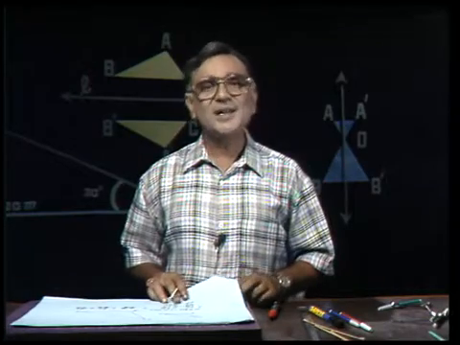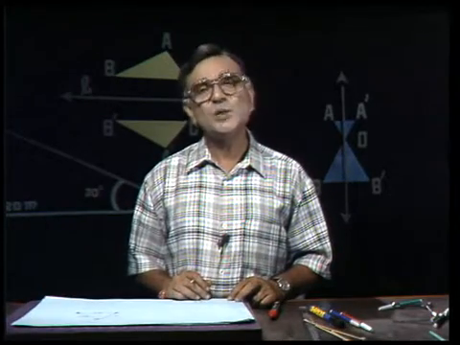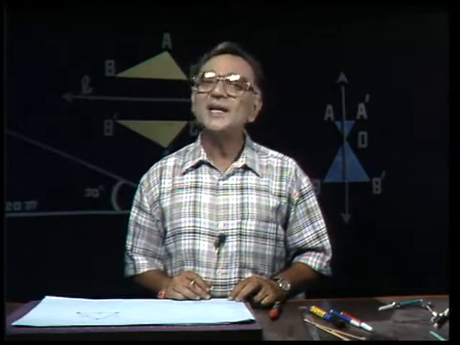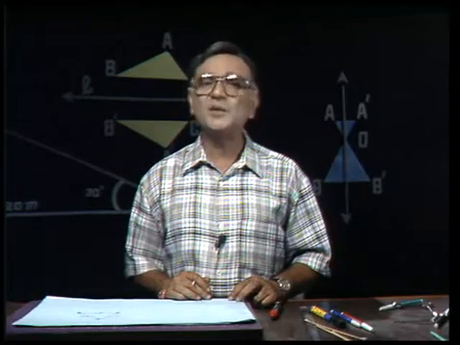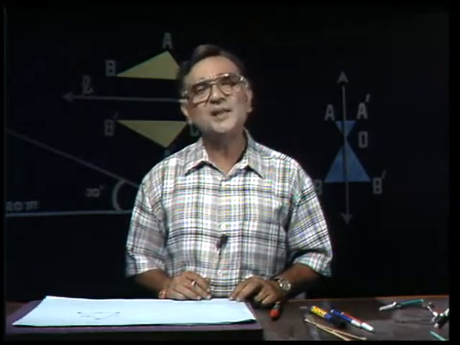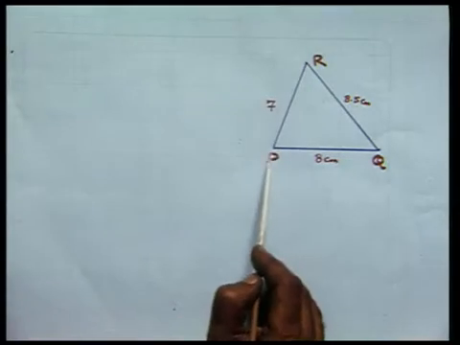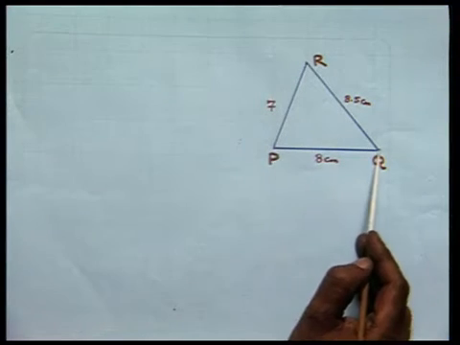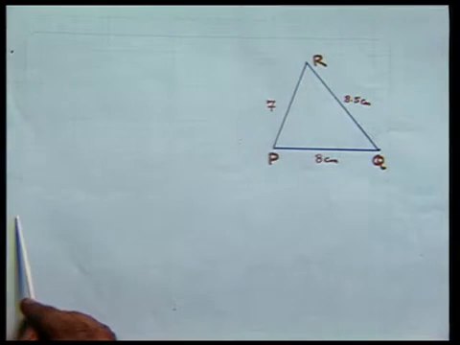But triangles are a special type of figure, and in triangles we can look for similarity by just looking at one of the conditions. That is, if we are given that the sides are proportional, then the angles automatically become equal. That speciality of triangles means that if one condition of similarity is satisfied, the other condition is automatically satisfied. Let us verify this by taking a triangle PQR. Now here the sides of triangle PQR are: PQ is 8 centimeters, QR is 8.5 and PR is 7 centimeters.